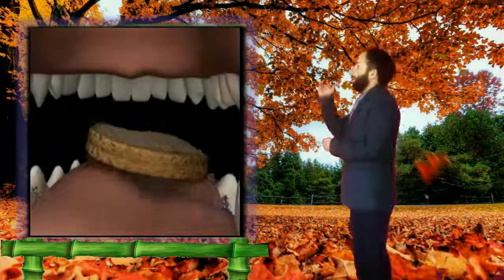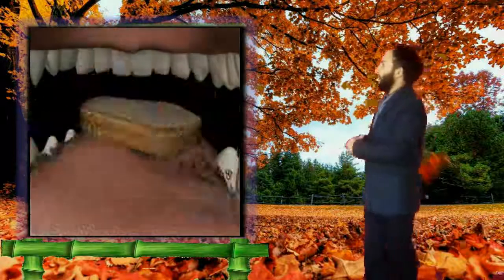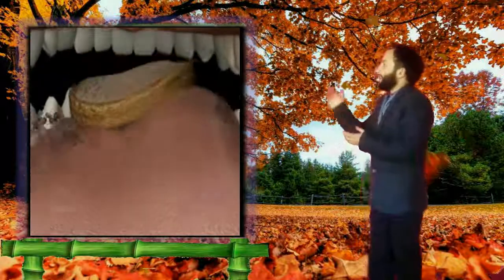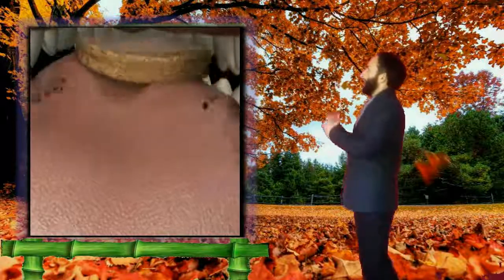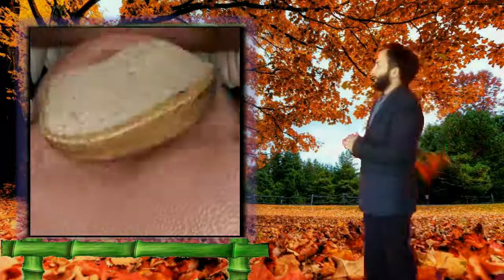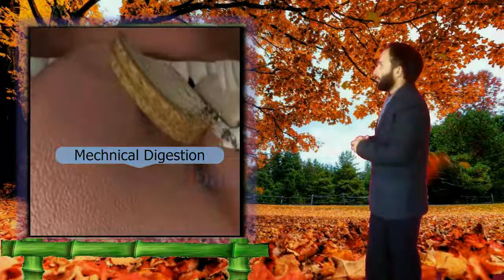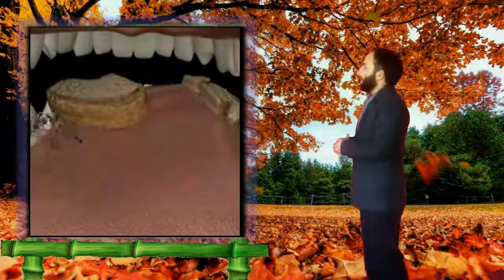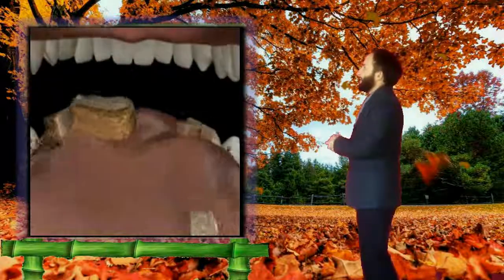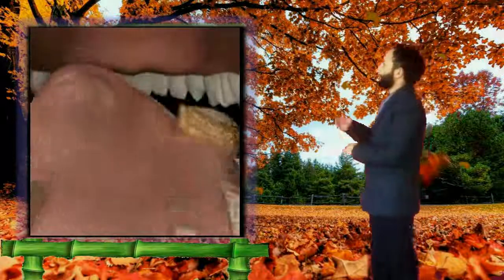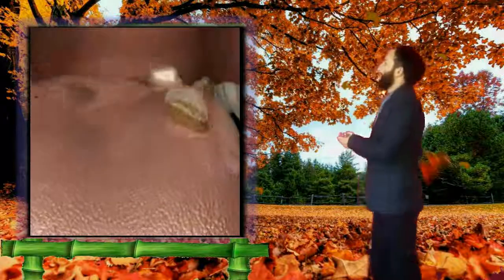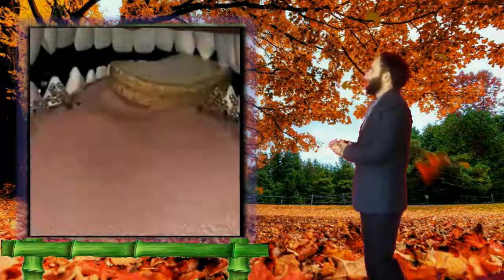Now, if we look at the digestive process in the mouth, the food is taken in through the mouth. The teeth masticate the food and break it into small particles. This is called mechanical digestion. In the mouth, the food is also mixed with saliva, secreted by the salivary glands, which lubricates the food and helps in swallowing.